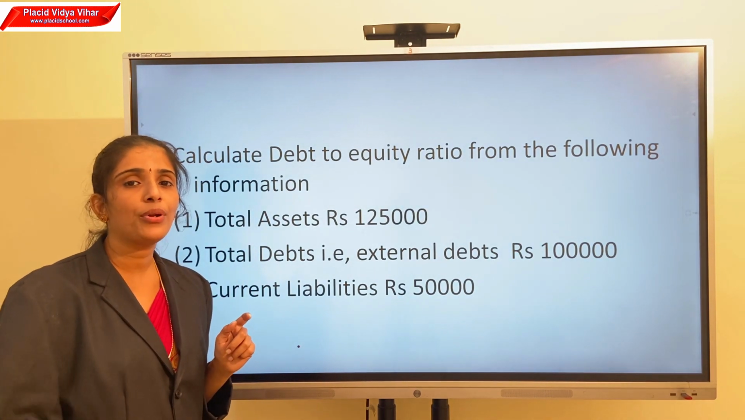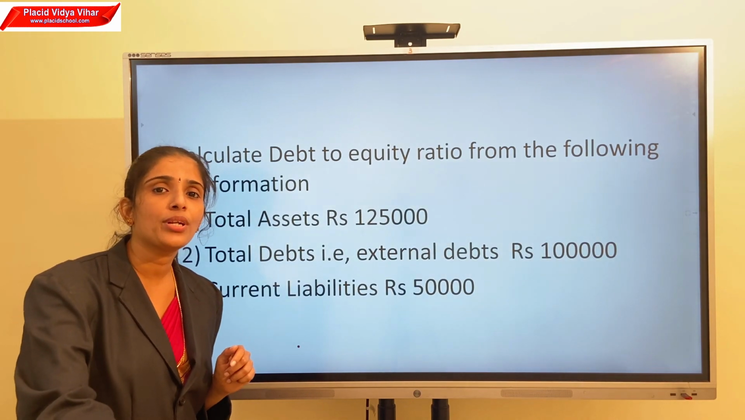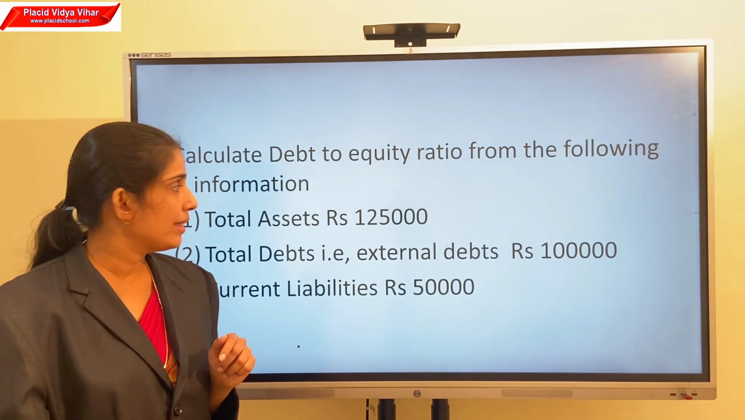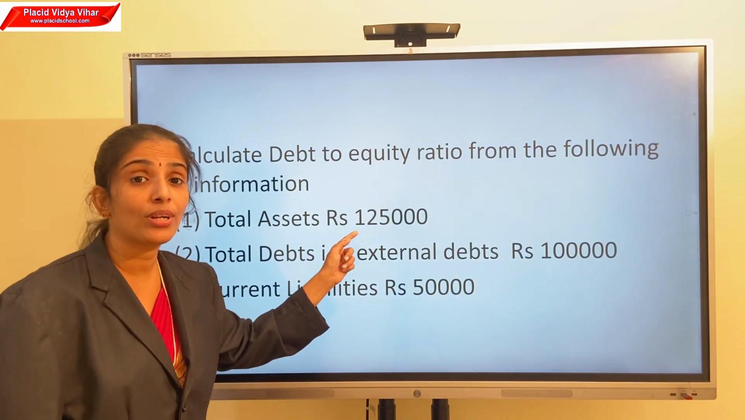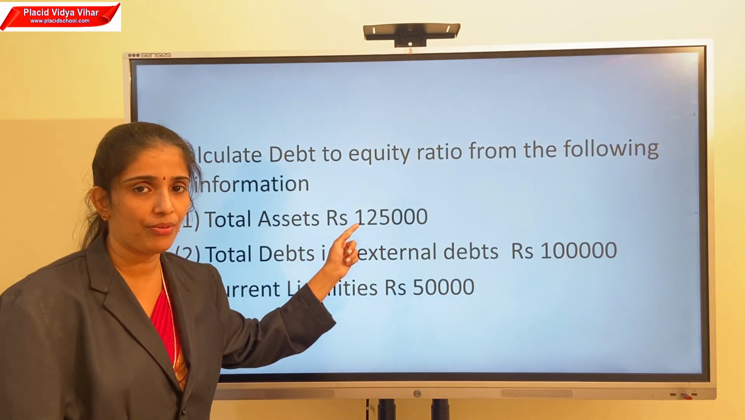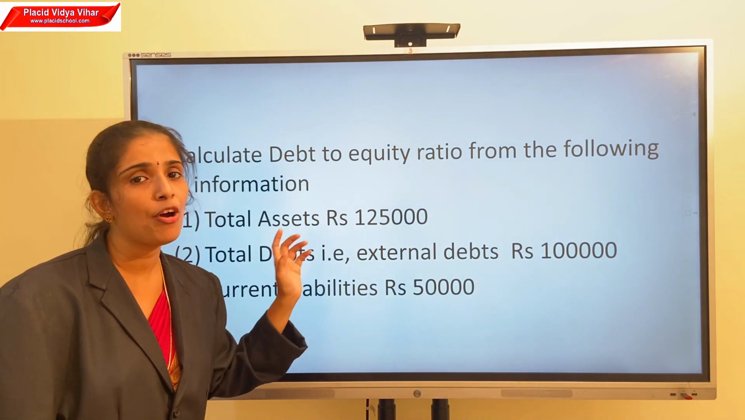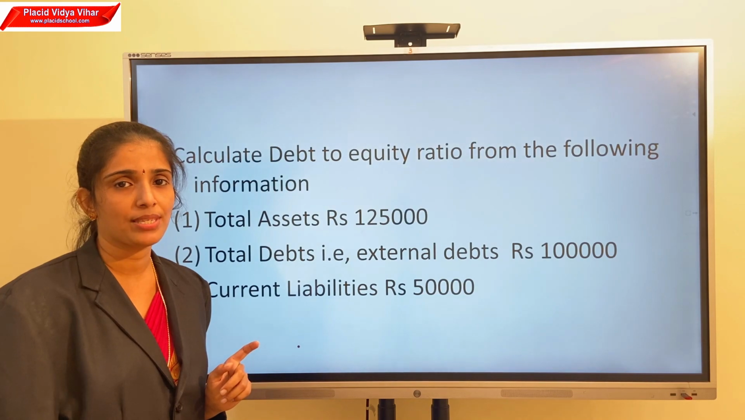In the accounting equation we studied, total assets equals total liabilities. That means here the value of total assets is 1,25,000. Then what's the value of total liability? That also will be 1,25,000 rupees.